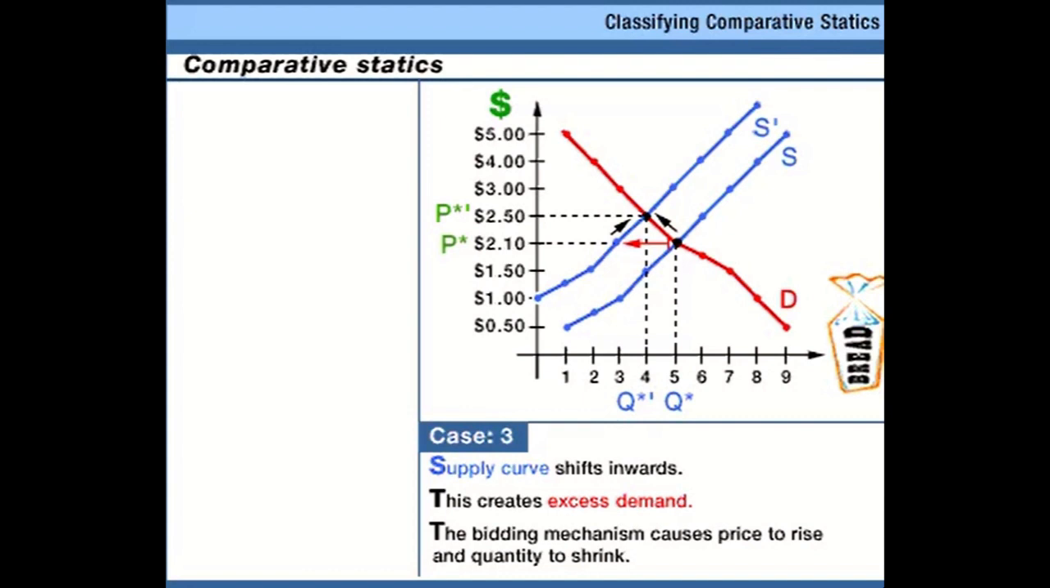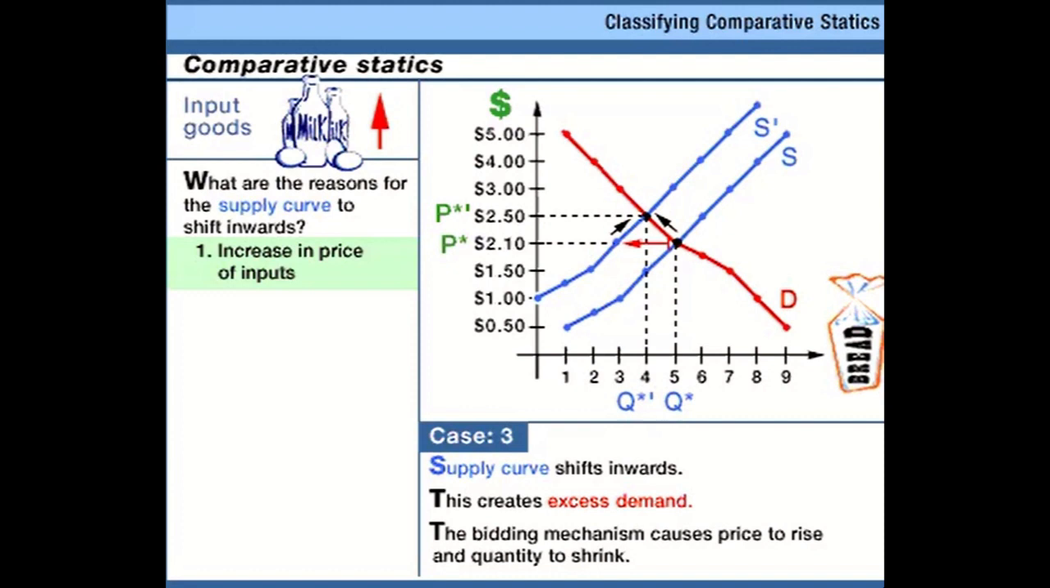This will be the case anytime the supply curve shifts inwards, anytime there is a decrease in supply. Well, what are the factors that lead to a decrease in supply? The first would be an increase in the price of inputs. If milk, eggs, or flour become more expensive, then our baker finds it less profitable to make bread, and bakers will bake less bread and sell less bread at every price.